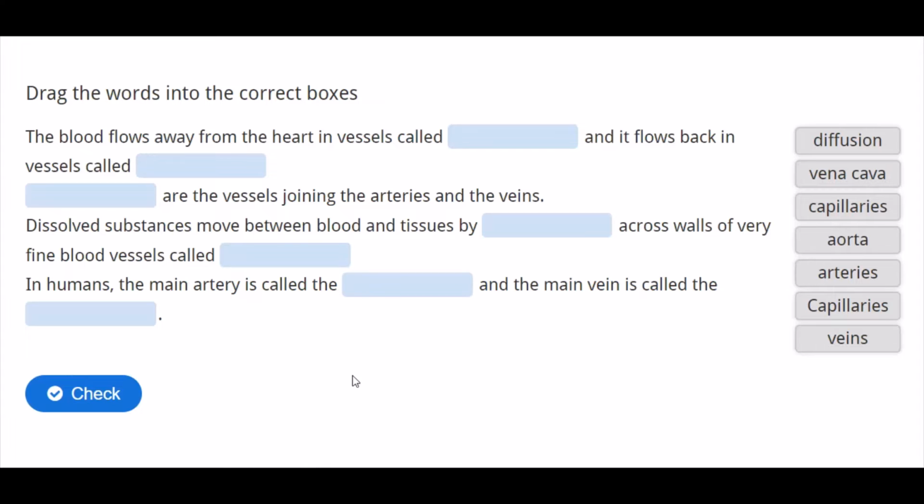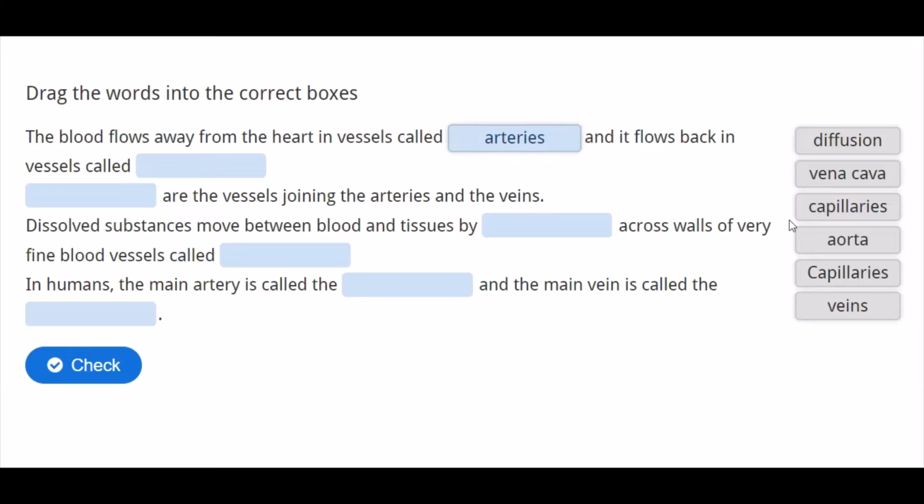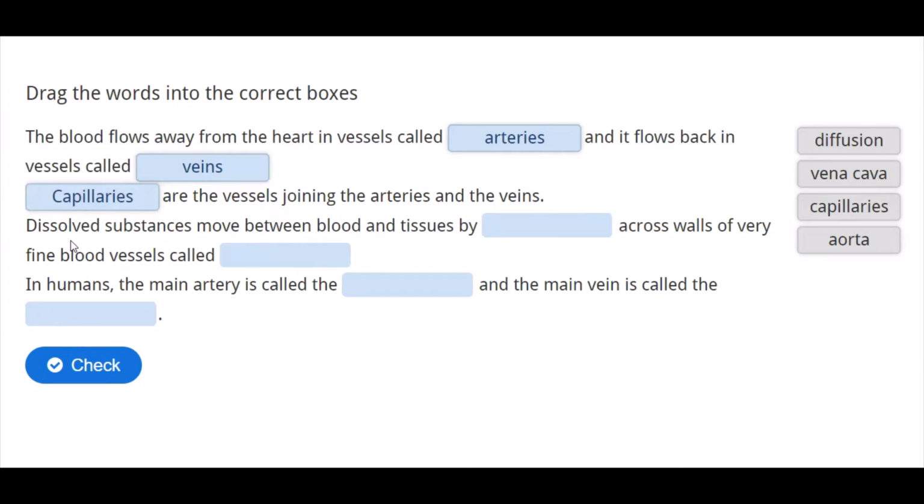To test our knowledge of what we learned in the previous slide, we have a question. It says, the blood flows away from the heart in vessels called what? Arteries. And it flows back in vessels called veins. The vessels joining the arteries and the veins are the capillaries.